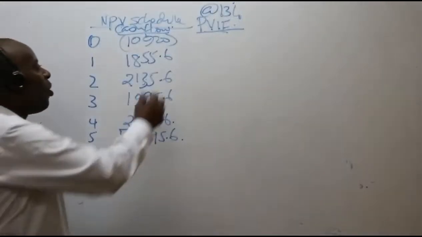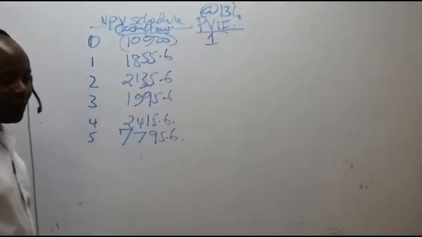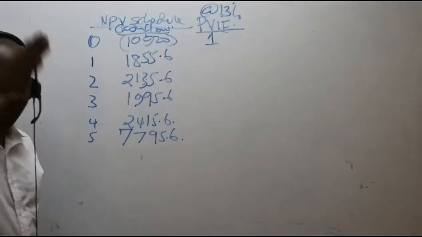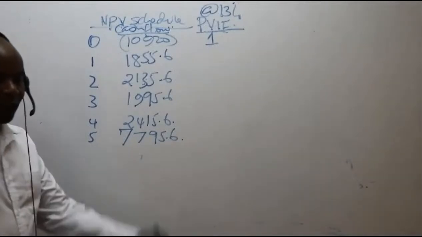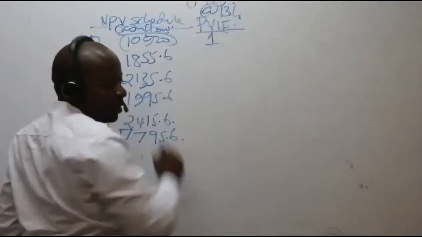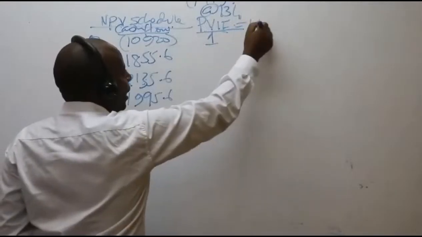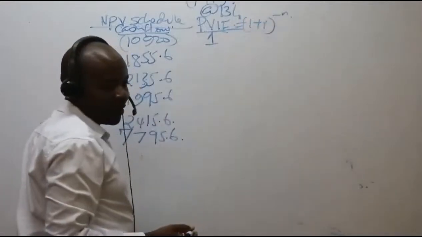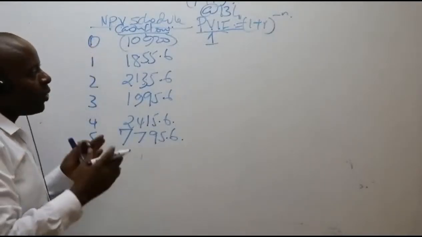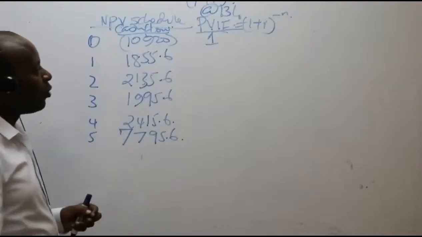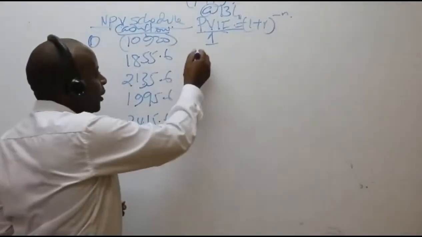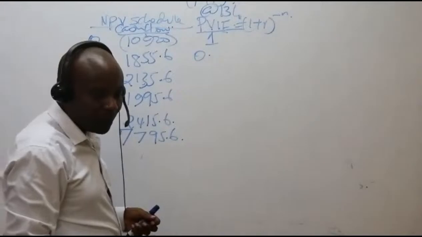I know that at time 0, the PVF will always be equal to 1. Is there anybody who has 13% in their table? If you don't have it, you know the formula: 1 plus R, raised to negative n. So the first one will be 1 plus 0.13, that is 1.13 raised to minus 1. I'm being told that the first one is supposed to be 0.5. No. The second one here is supposed to be 0.8850.